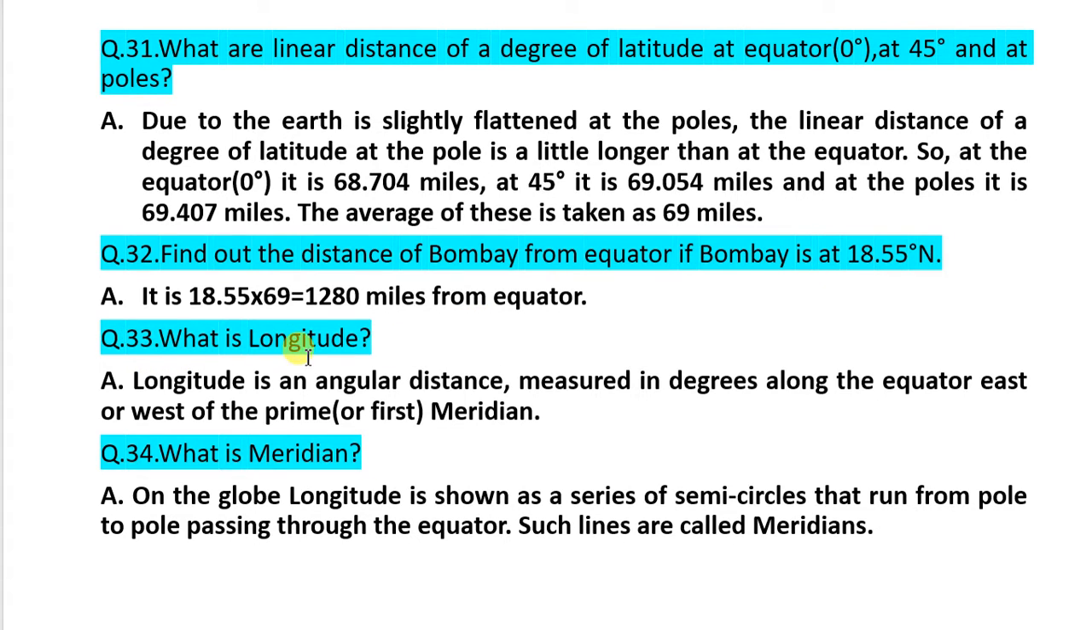Next question. What is longitude? Longitude is an angular distance measured in degree along the equator east or west of the prime or first meridian. What is meridian? We will know in the next question. Next question. What is meridian? Answer is, on the globe you see longitude is shown as a series of semicircles that run from pole to pole passing through the equator. Such lines are called meridians.